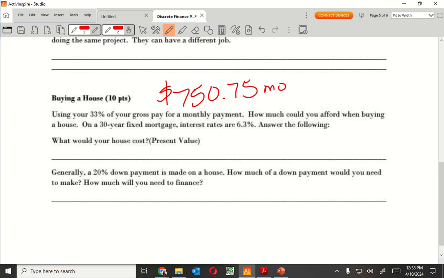How much could you afford when buying a house on a 30-year fixed mortgage? So I'm going to put it in the finance solver. Interest rate is here. Answer the following. What would your house cost? So we're trying to figure out what the present value would be. We're trying to work it backwards to figure out what the present value would be.